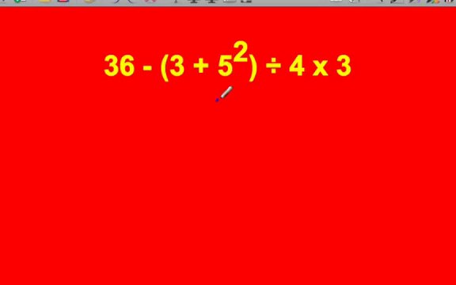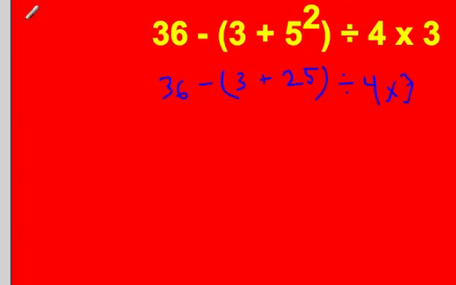So I'm going to write this one step at a time. 25, and then I'm going to rewrite the rest of it. Okay, I'm still following PEMDAS. And so what comes next? Well, we still have parentheses here, so I've got to do that, and then copy the rest of it.